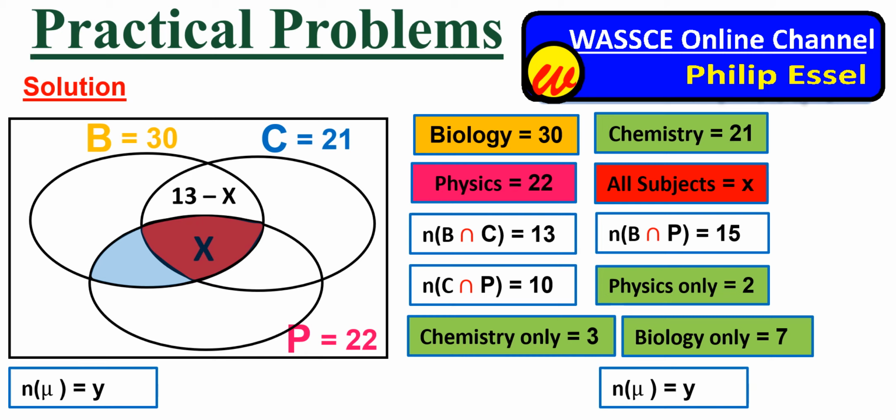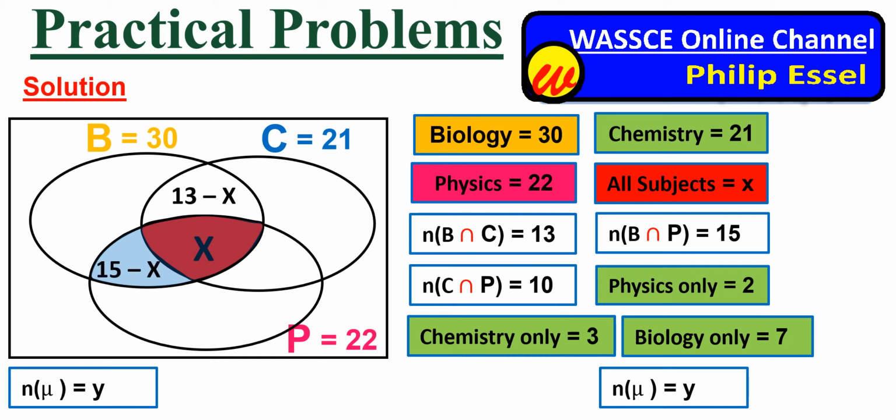blue region. We know the red region to be x, so to find the blue region, all we need to do is subtract the red part from the whole region, which is 15. So we'll subtract x from 15 to get the number of students in the blue region. So let's quickly do this.